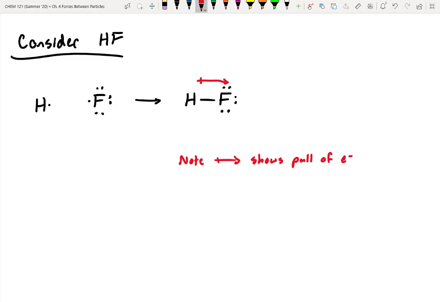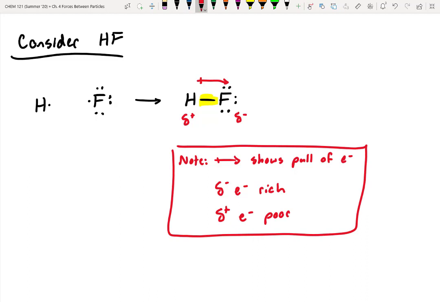All right, there's another way of doing this too. Occasionally you see it where you show it with delta symbols. So delta negative means that the fluorine, because it's hogging the electrons from this bond right here, has an excess of electrons, right? Meaning it's got more negative character to it. So we'd show that with the delta negative. And then on the other side, because the hydrogen's getting its electron density pulled away from it, we could show a delta positive. So delta negative means electron rich. Delta positive means electron poor. It's getting the electrons kind of pulled away from it. So we'll see this used a fair amount.